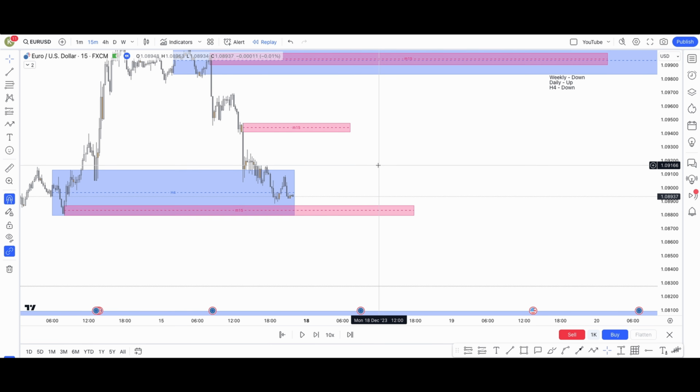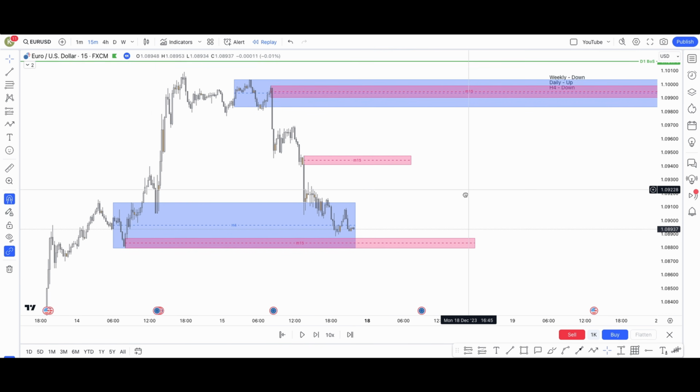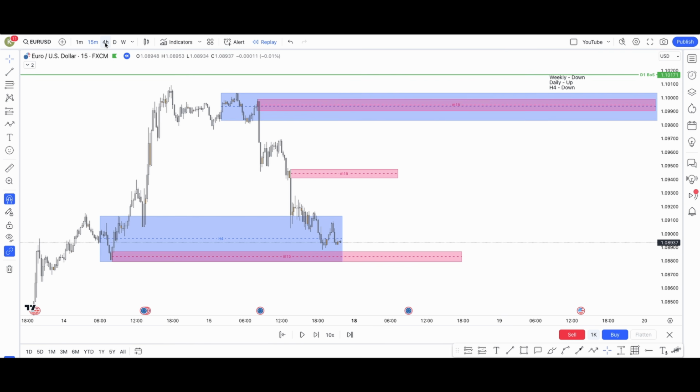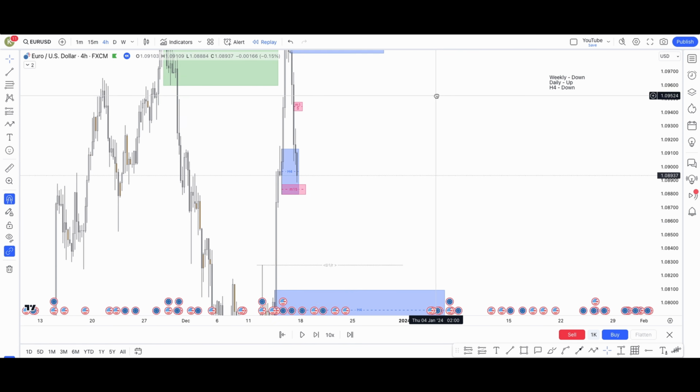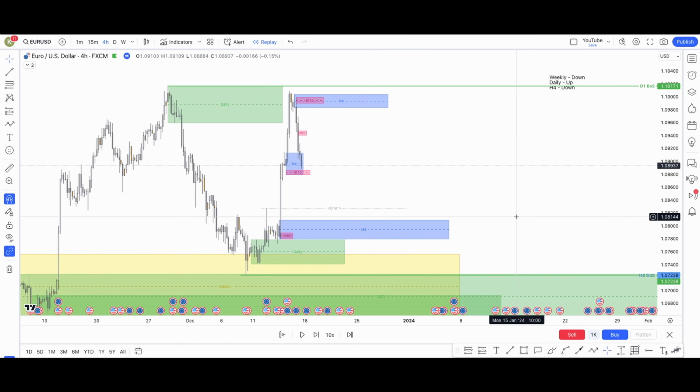Let's just get stuck in. Otherwise, we're just going to spend hours looking at where I'm going to be marking up my chart. Did I place my H4s? Apologies if I did. I don't remember doing it.